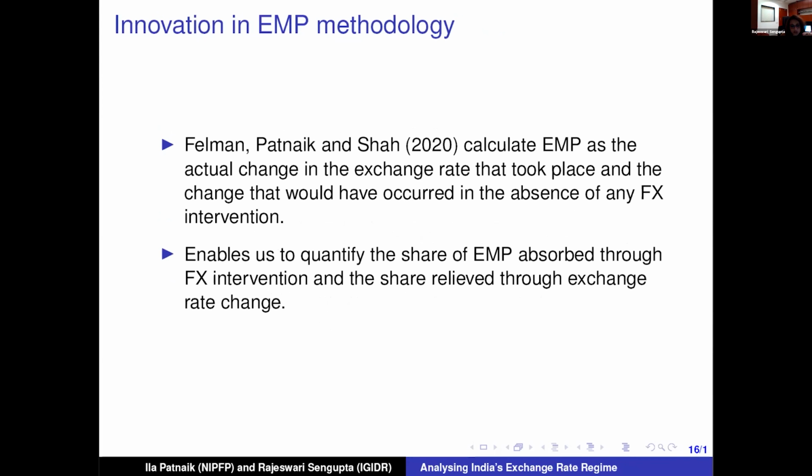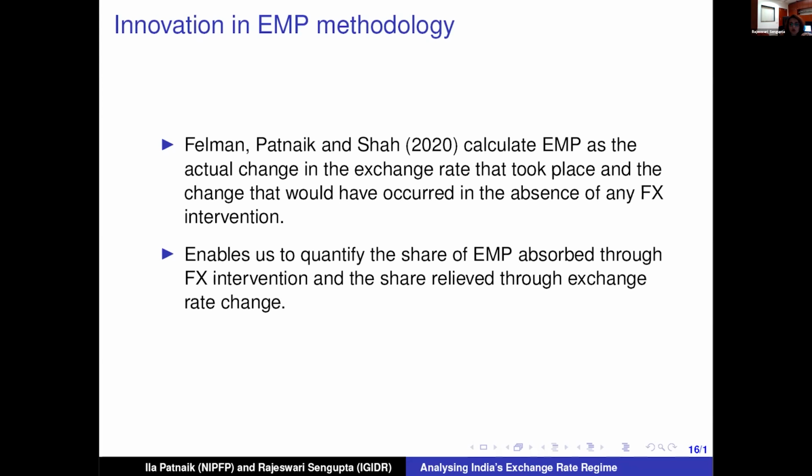So innovation in EMP methodology has also happened over the last few years, namely the Feldman, Patnaik, Shah paper, which was published in the JIMF in 2020. They calculate the EMP as the sum of the actual change in the exchange rate that takes place and an estimated counterfactual: the change that would have occurred in the absence of any FX intervention. So the pressure is not only the actual change in the exchange rate that we get to observe, but also some change in the exchange rate that we're not observing because the central bank has responded in a certain manner. And they come up with a very cool way of estimating the counterfactual, and together that becomes the EMP index.